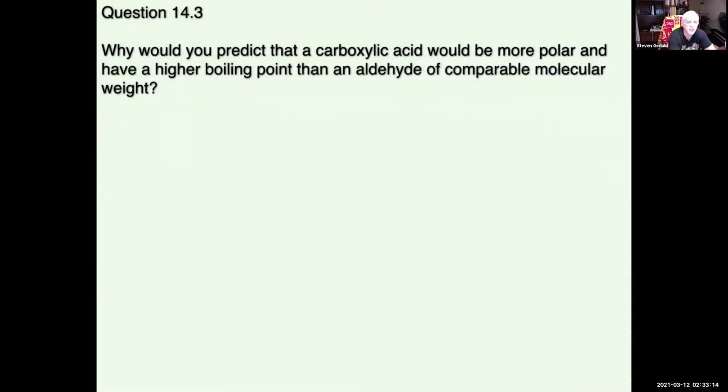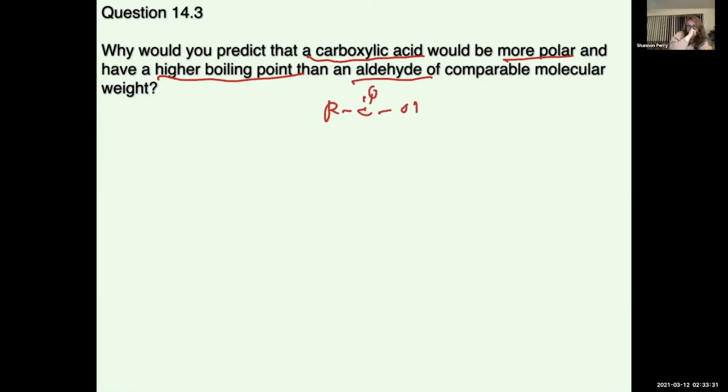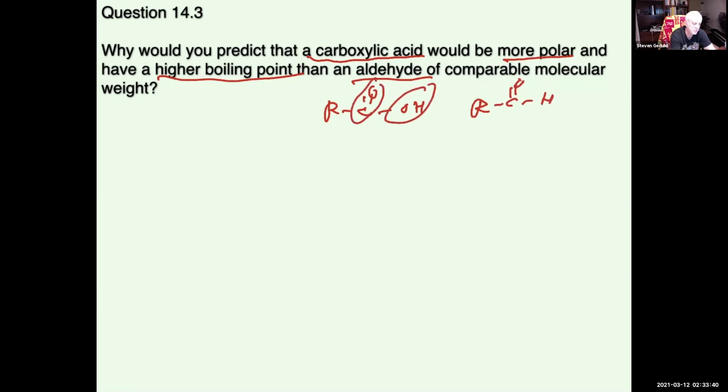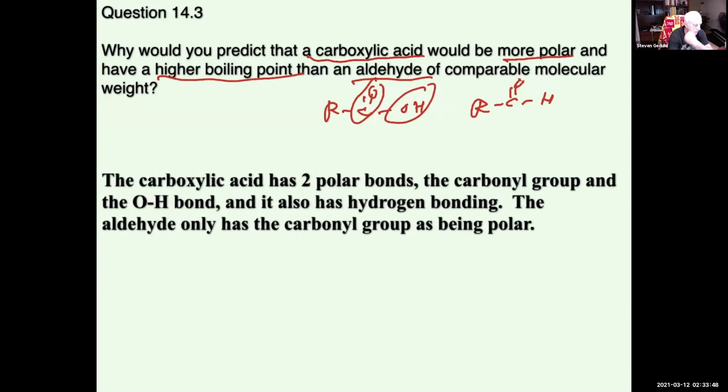Okay, would you predict that a carboxylic acid would be more polar or have a higher boiling point than an aldehyde of comparable weight? Carboxylic acid, yes, perfect. Again, carboxylic acid has two polar groups and hydrogen bonding. It's going to have a much higher boiling point. It's going to be more polar than an aldehyde of similar molecular weight. So the carboxylic acid has two polar bonds, the carbonyl group and the OH, and it has hydrogen bonding.